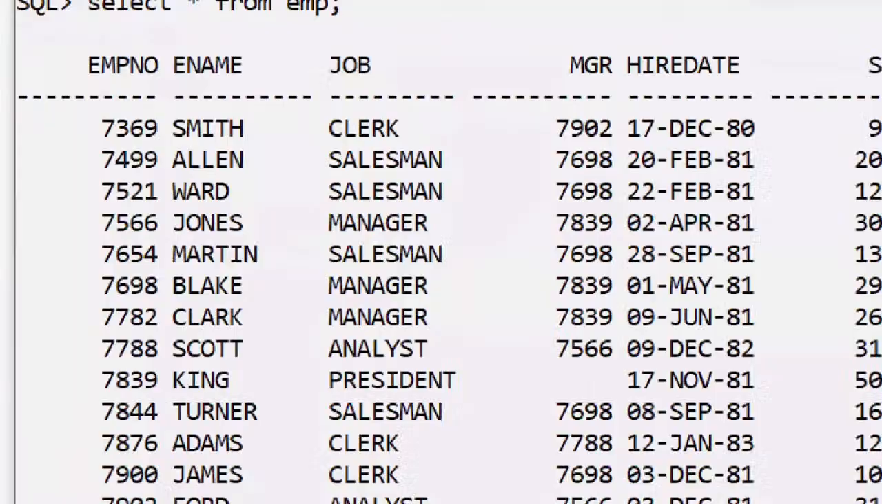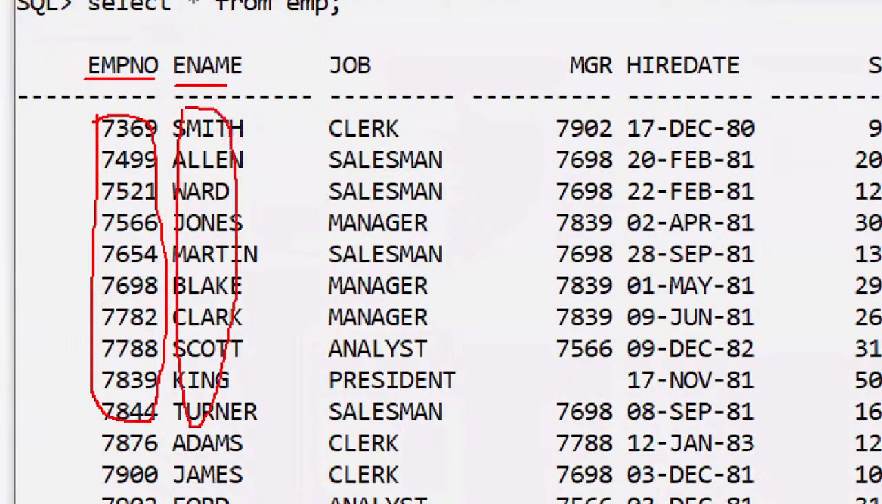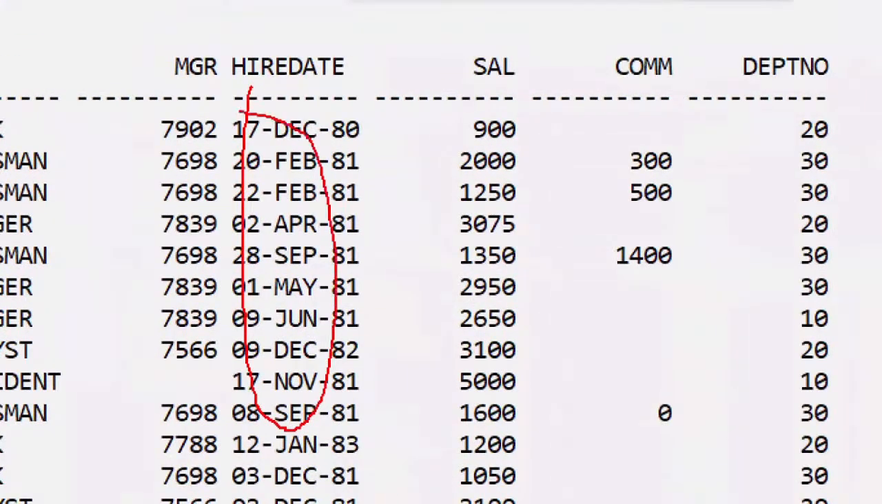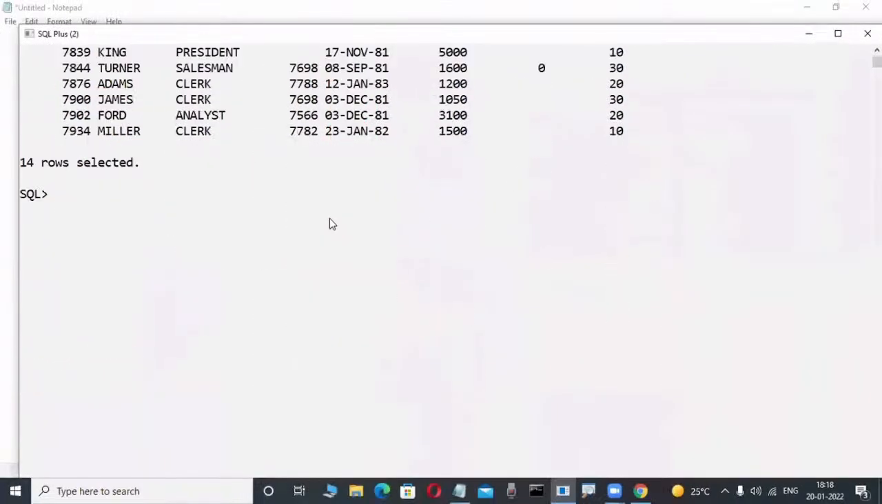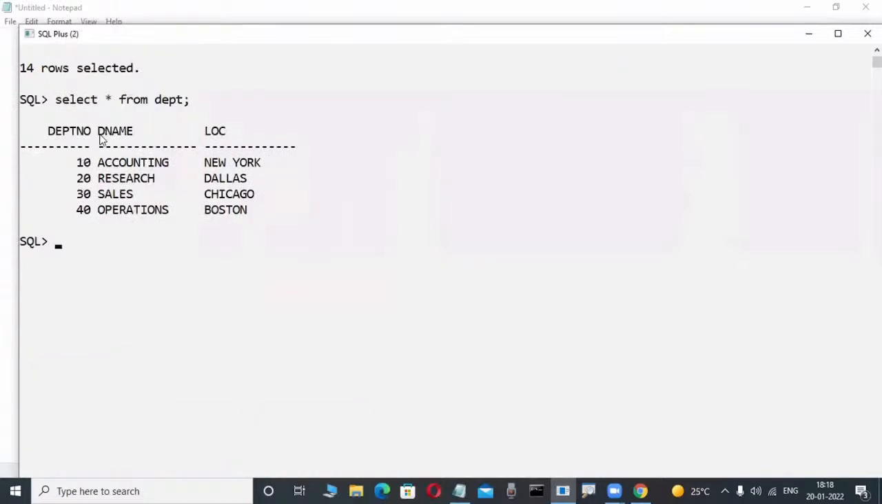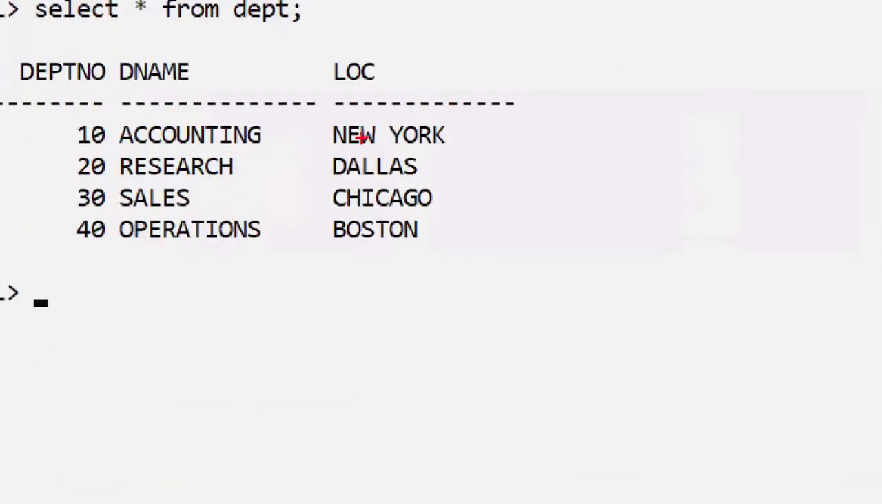Slowly observe here, this is a matrix format. Here, employee number, in this column only numbers are available. In this column only characters are available. In this column only dates are available. That's why, observe it here, the data is stored in a structured manner. In a relational database, structured data is there. A structured collection of data is there.